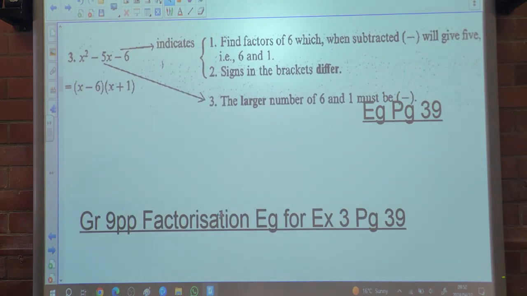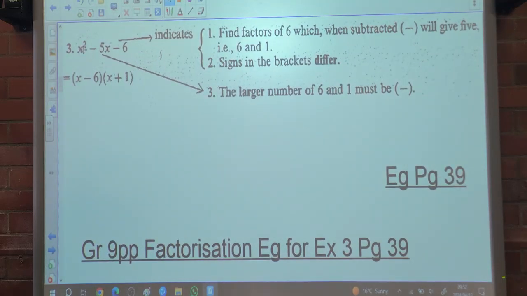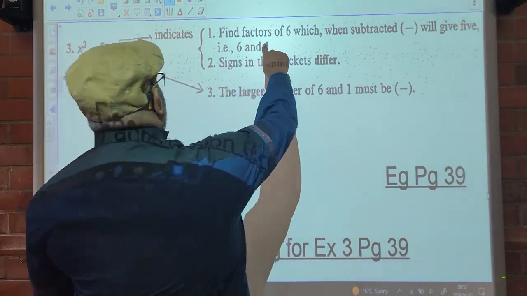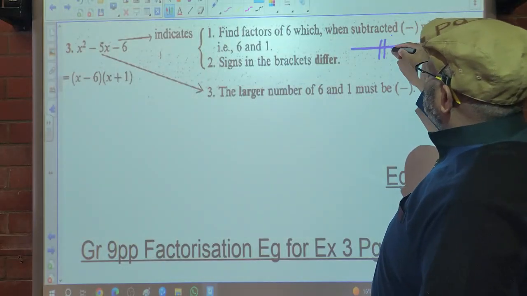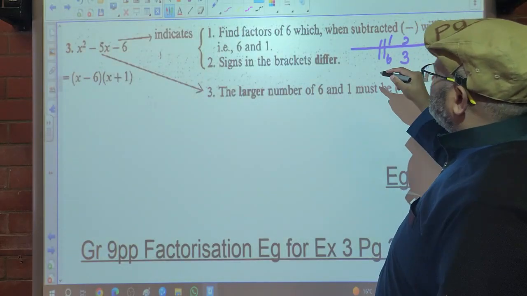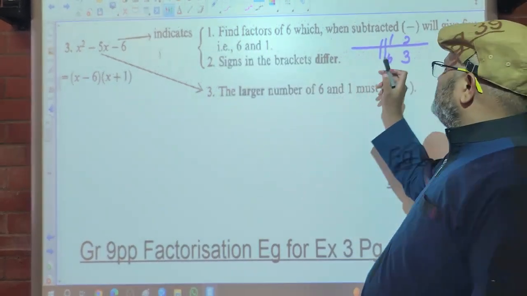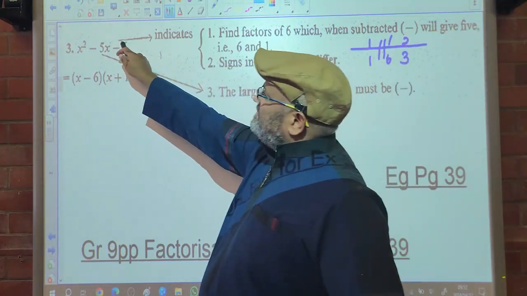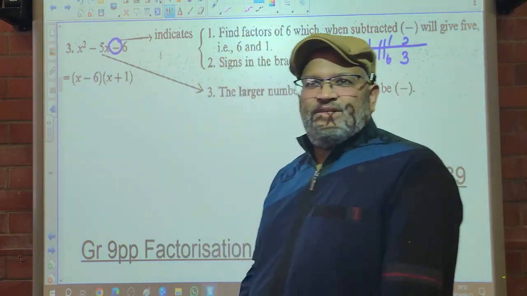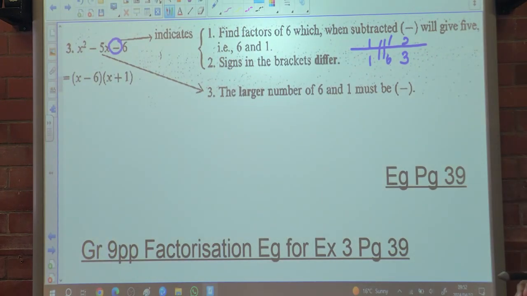Right, number 3. So here, we got x squared minus 5x minus 6. So firstly, find the factors of 6. What are the factors of 6? 1 and 6, 2 and 3. Coefficient of x squared is 1. So it's 1 and 1. Do we add or subtract our products? We subtract. If that is plus, we would add. Okay, you guys got it?